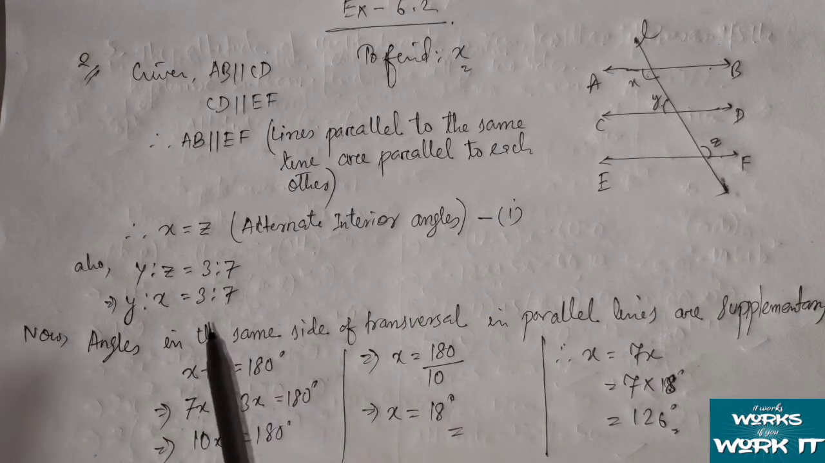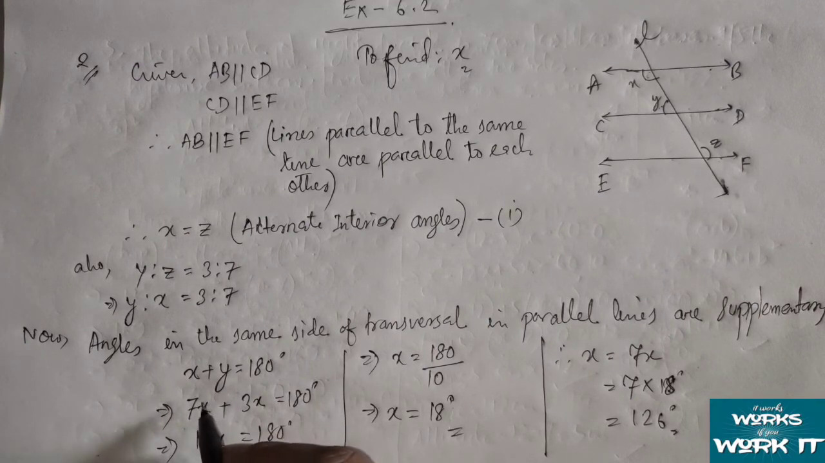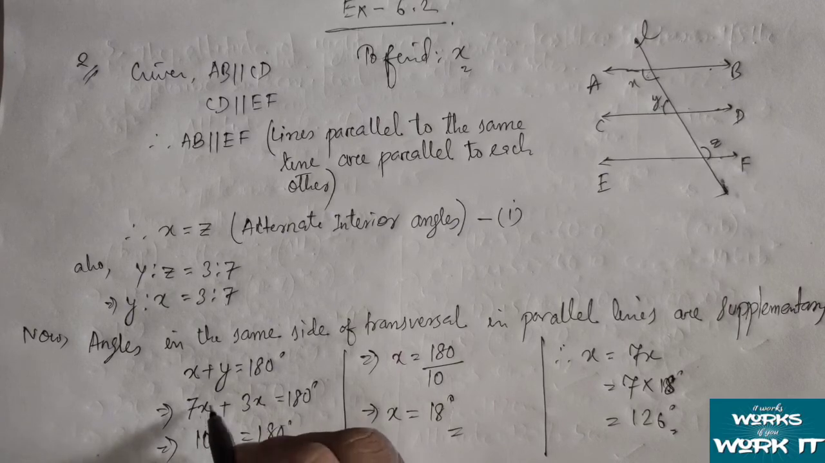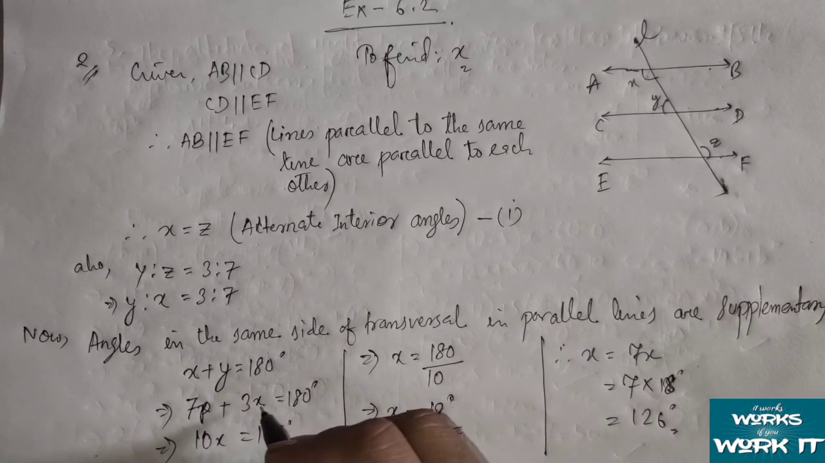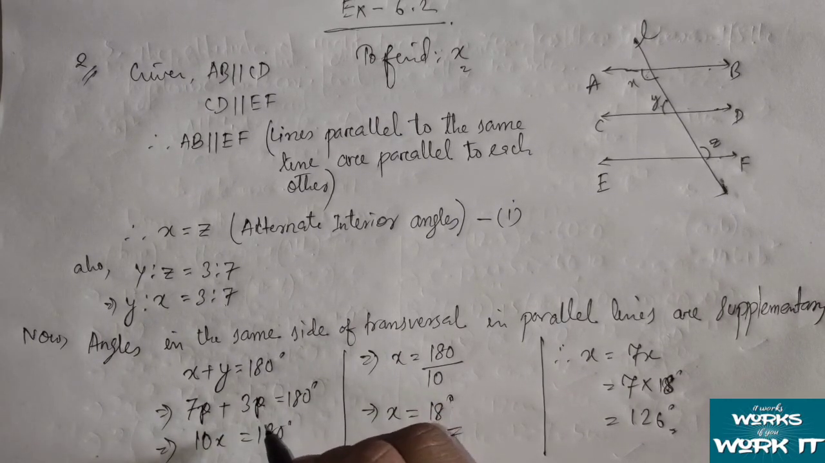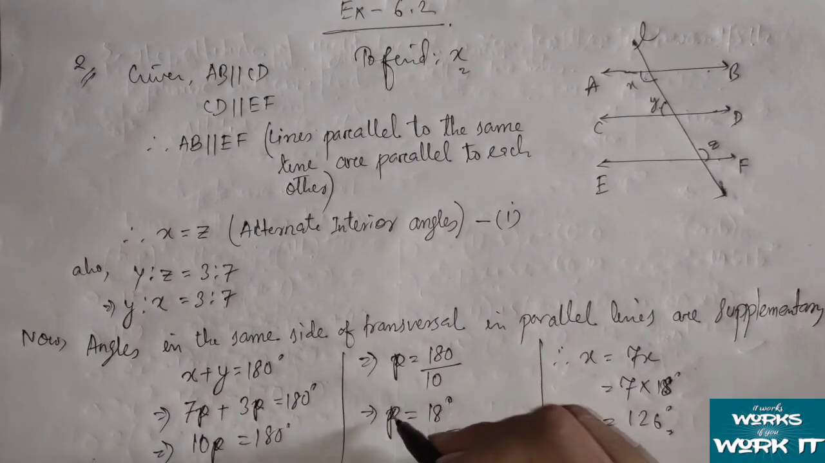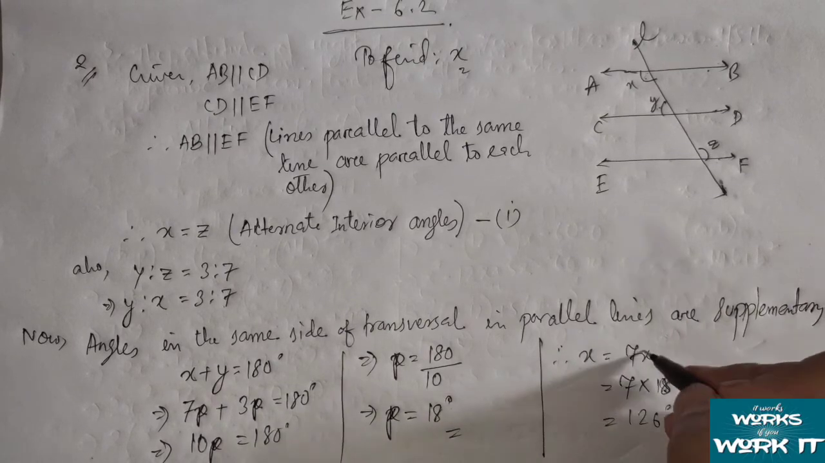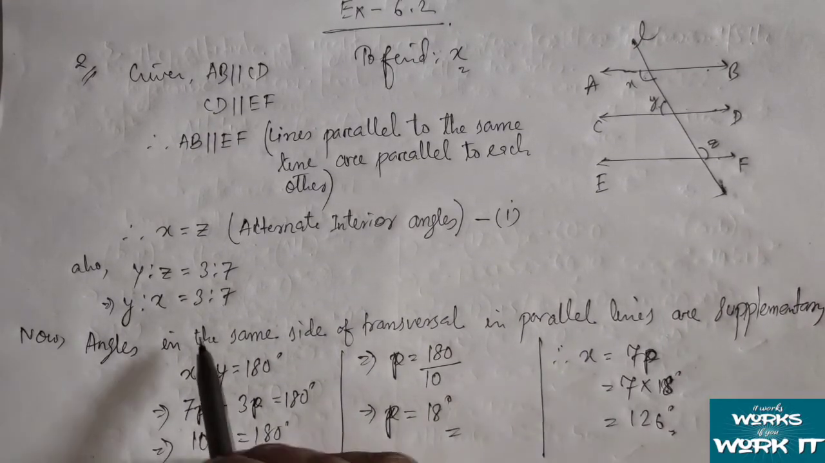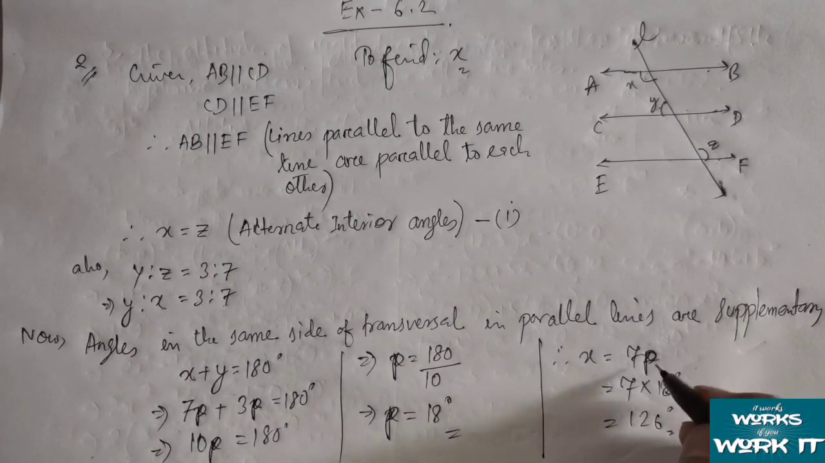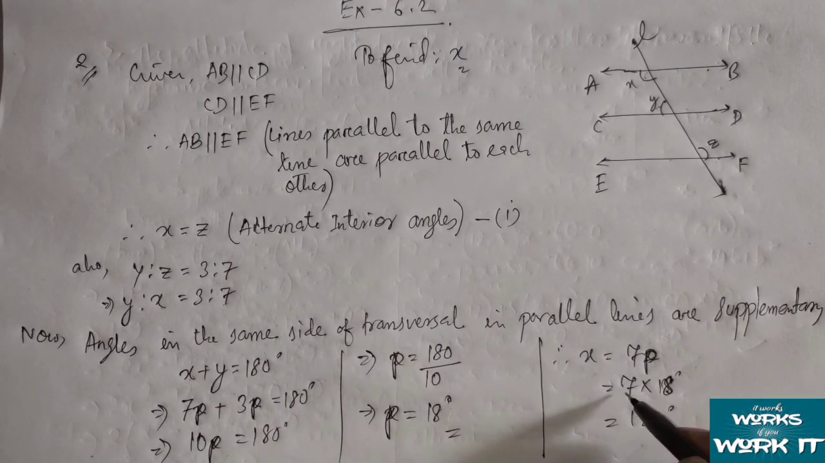So we need to use a different variable while using the ratio. I can use here 7p and 3p. So it will give us 10p. Then p will be equal to how much? 18 degrees. So X, I have taken 7p. So 7 into 18 is 126 degrees.